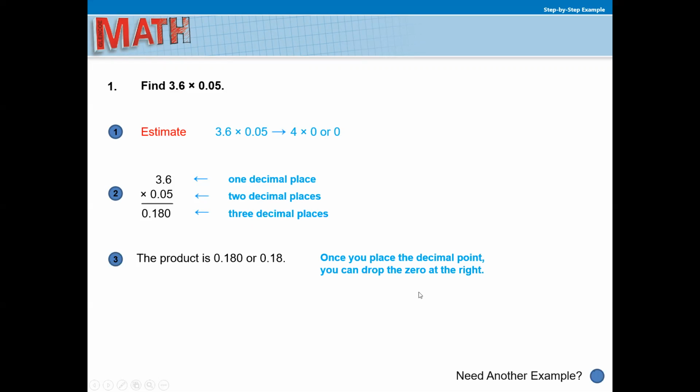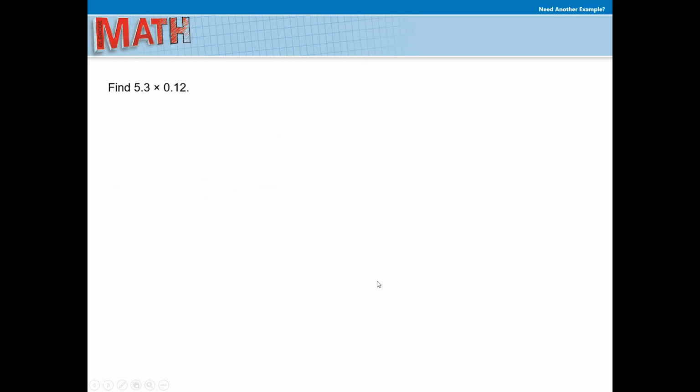Here's another example. Find 5 3/10 times 12/100. So when you get your product, it's going to have 1, 2, 3 decimal places in the answer. Pause the video while you're doing your work. Show me all your work and your questions in your math notebook. Press play when you're ready to continue.